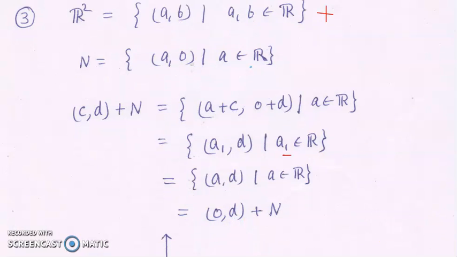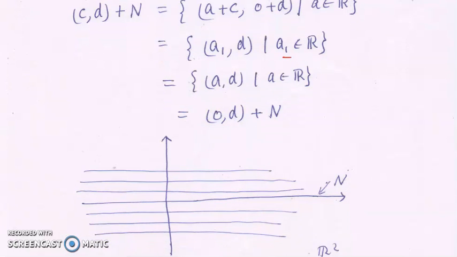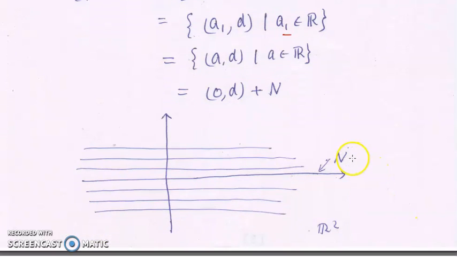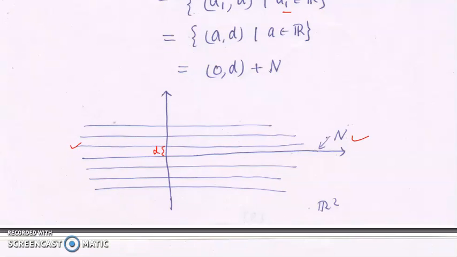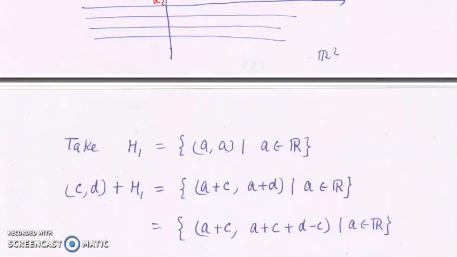So what does it mean? We add (0, d) to each of the elements of N. N is the x-axis and I add (0, d). So (0, d) + N will be a line. Suppose this is (0, d) + N, then it will be a line at distance d from N. So these are a collection of parallel lines. So the cosets of N are the collection of lines parallel to N.